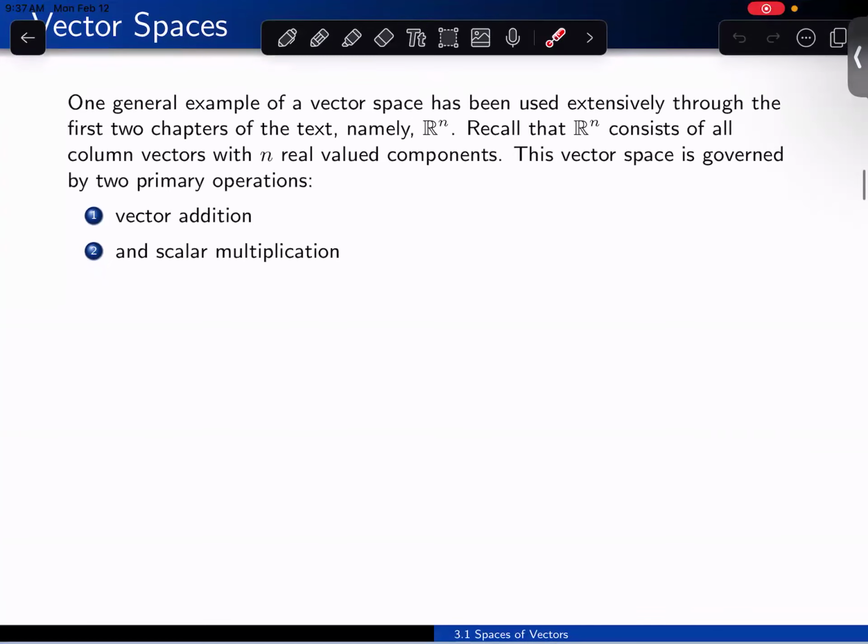And so what we've seen so far is that this vector space Rn is governed by two primary operations. You can add vectors with one another, which is entry by entry. And then there's scalar multiplication on the vectors, where if you do a scalar times a vector, you multiply every single component of the vector by whatever the scalar is given by.